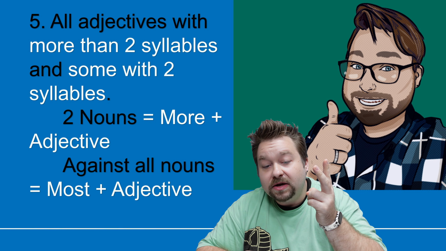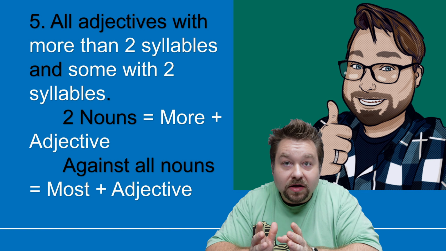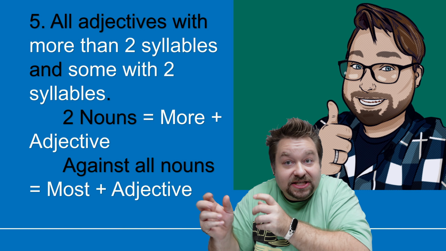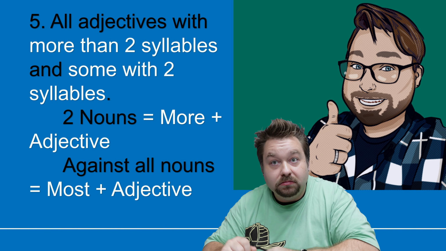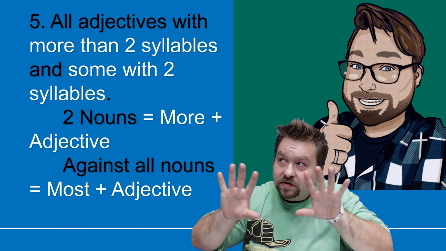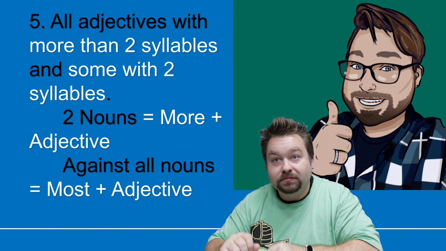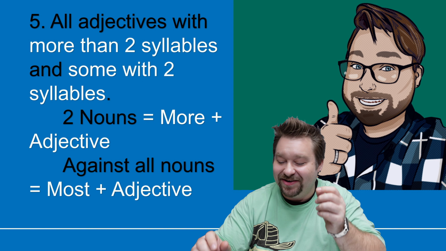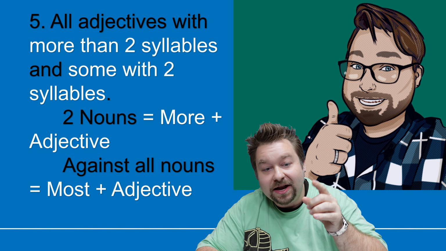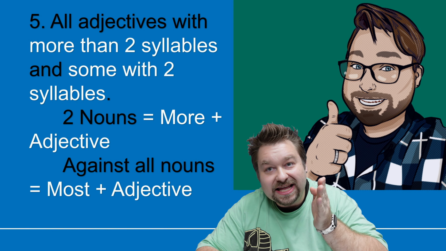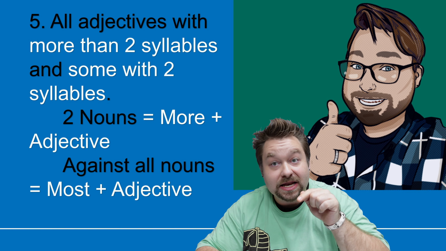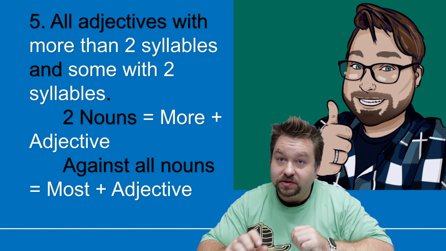When we're comparing 2 nouns, it's more plus the adjective. We don't change the adjective. We just say more, okay? And if it's 1 versus all, we say most, okay? There we go. Now we've changed from the pattern. 1 through 4, we had that ER and EST. And now we have more and most.